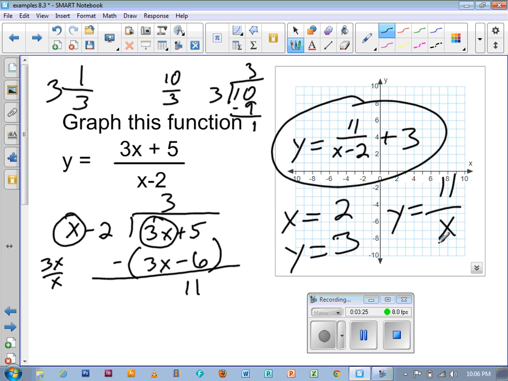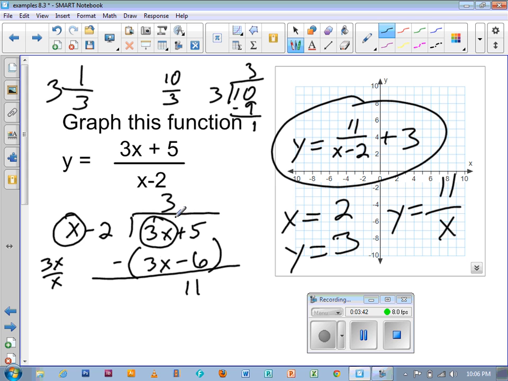So that's one special situation. Remember, both are binomials, both have a degree of 1. Feel free to divide them out. The division is new for you. You just divide the first terms out. X goes into 3x 3 times. Multiply. This is just like long division.